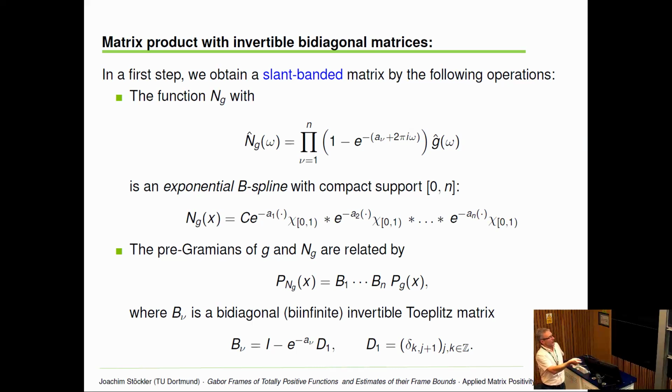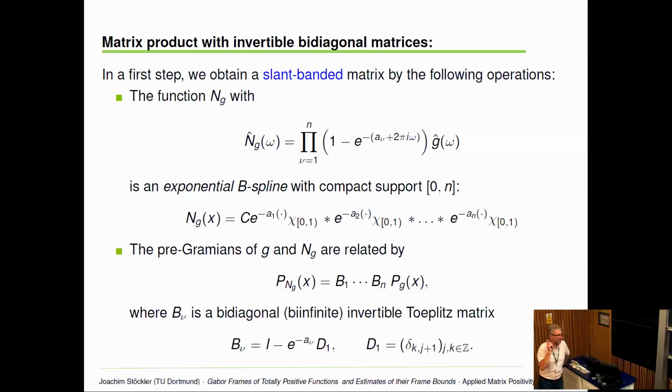So what is this transformation? What does this transformation mean for the Toeplitz matrices? It's matrix multiplication of the bi-infinite matrix PG by a bi-infinite invertible bidiagonal Toeplitz matrix. So you have a 1 on the diagonal, and you have an e to the minus alpha nu on the upper diagonal. That's all.